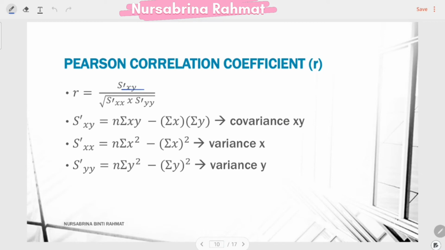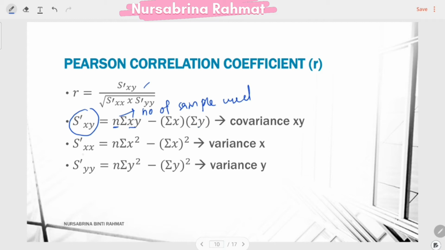Which is S prime XY divided by the square root of the product of S prime XX times S prime YY. This is the formula for S prime XY, where n is the number of samples: n multiplied by the sum of XY, minus the sum of X multiplied by the sum of Y.